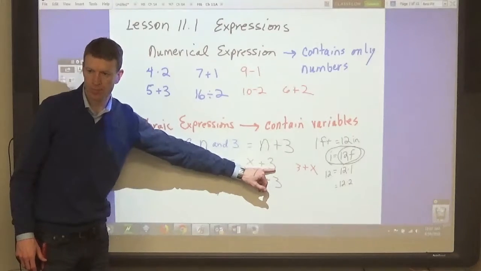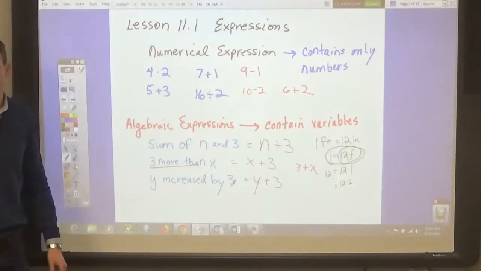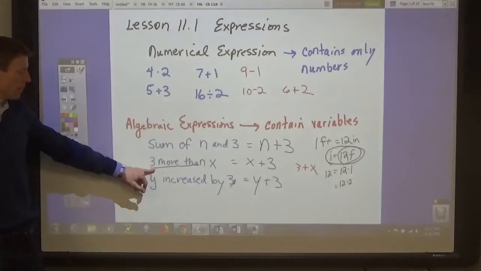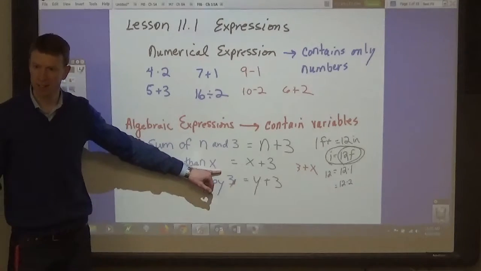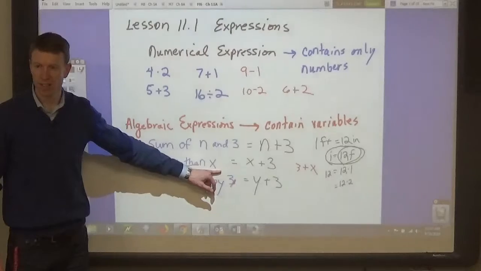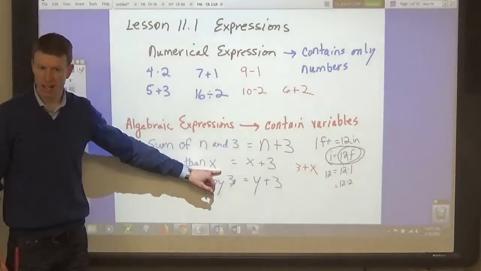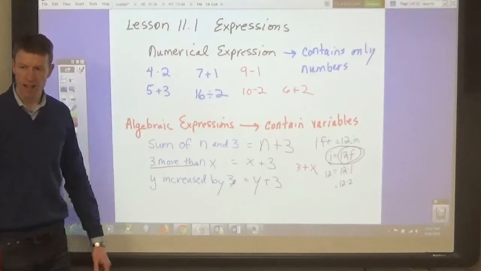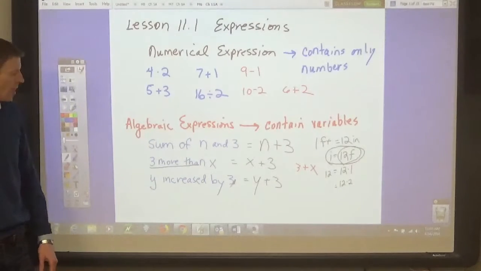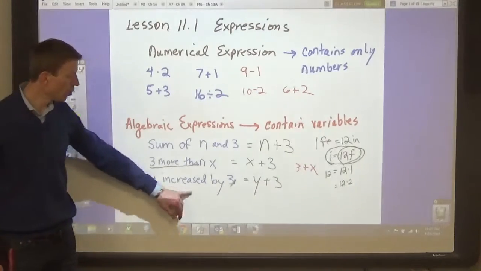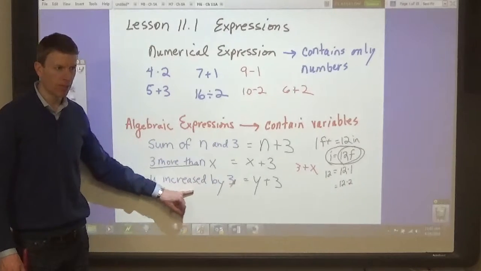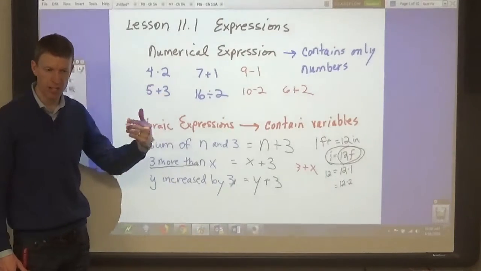Okay? Hillary. Oh, you can. Like, for example, 3 less than x. How would you write that? x minus 3. Yep. 3 less than x would be x minus 3. How about this one? y increased by 3. That's another example of adding to the amount y.